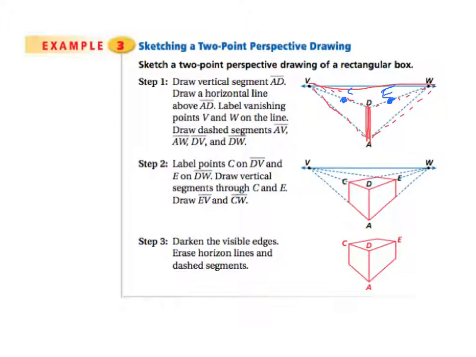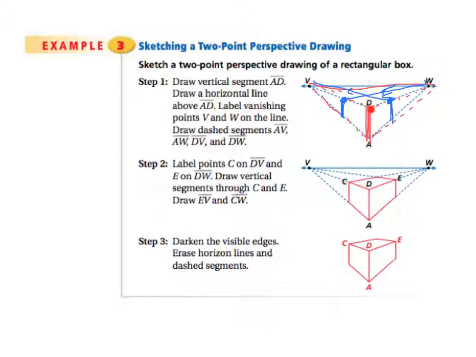And then it says draw vertical line segments through C and E. Okay. And so here's a vertical line segment, and here's another vertical line segment. And now it says to draw a line segment through EV and CW. So EV is all the way over here, and CW is all the way over there. You guys see that? So I drew it from E to V and from C to W.